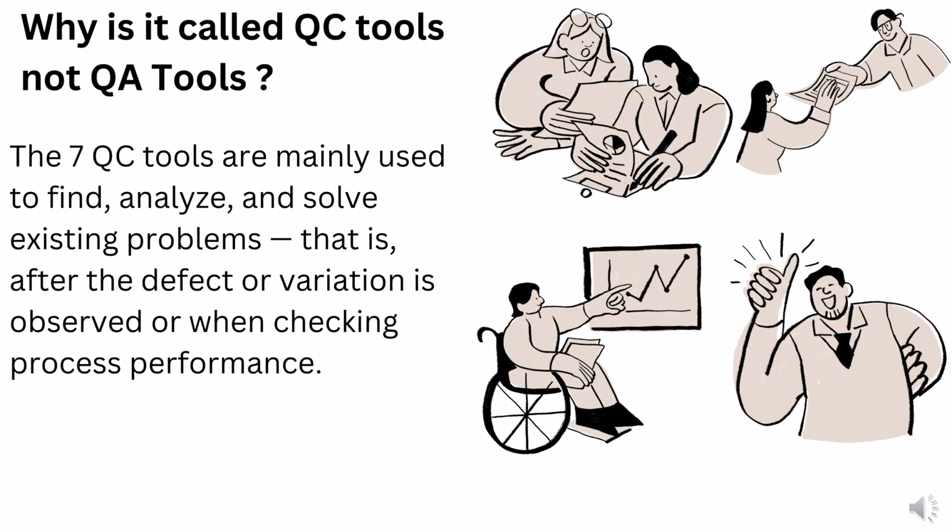Now, I hope you have a clear understanding of quality assurance and quality control. Now, you may be wondering why these tools are called the 7 QC tools but not 7 QA tools. It is called the 7 QC tools because they are mainly used to find the problems, analyze the existing problems, and solve the existing problems. That is, after the defect or variation is observed or when checking the process performance. Hence, these are called the 7 QC tools, not 7 QA tools.